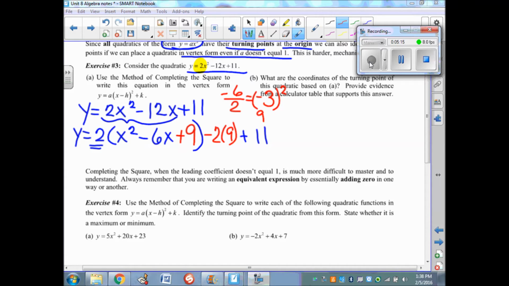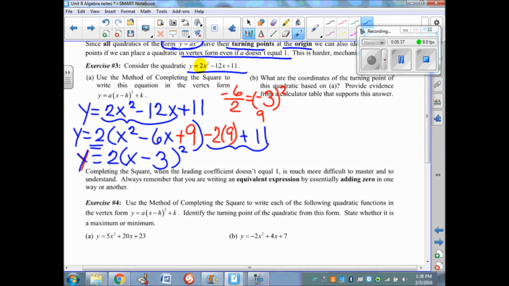Okay, so let's continue, and whoops, I should have this in blue. So y is equal to 2 out in front. Now let's factor that perfect square trinomial. What is that? That's going to be (x - 3) squared. And now we've got to combine our like terms. We've got negative 18 plus 11, which gives us negative 7.